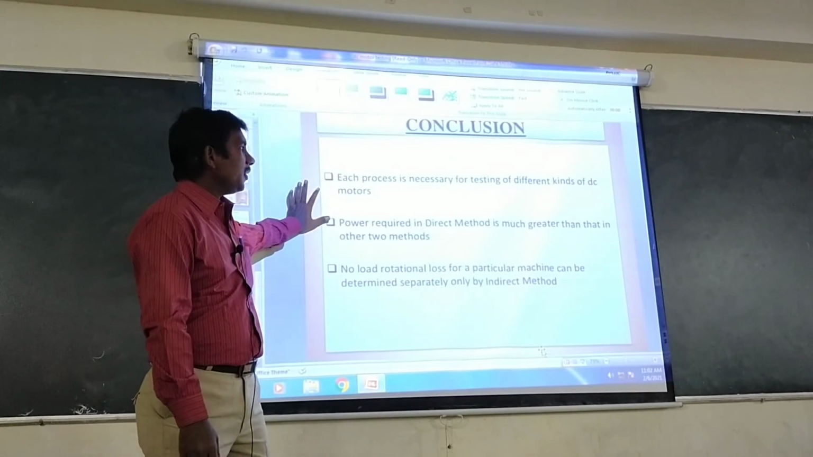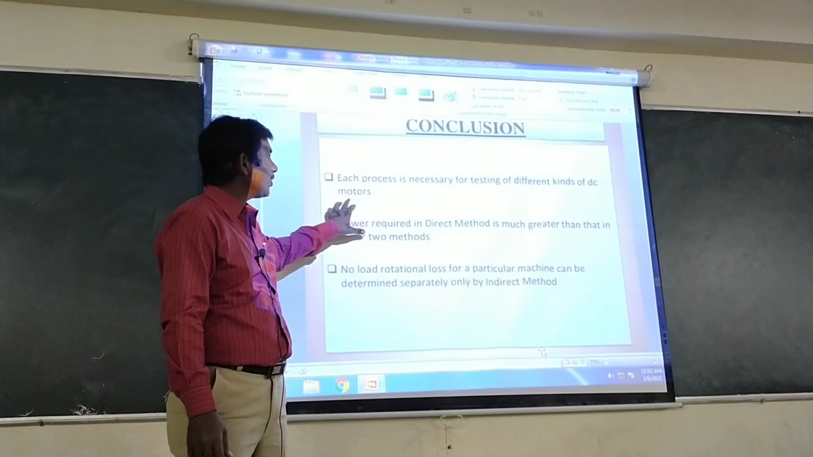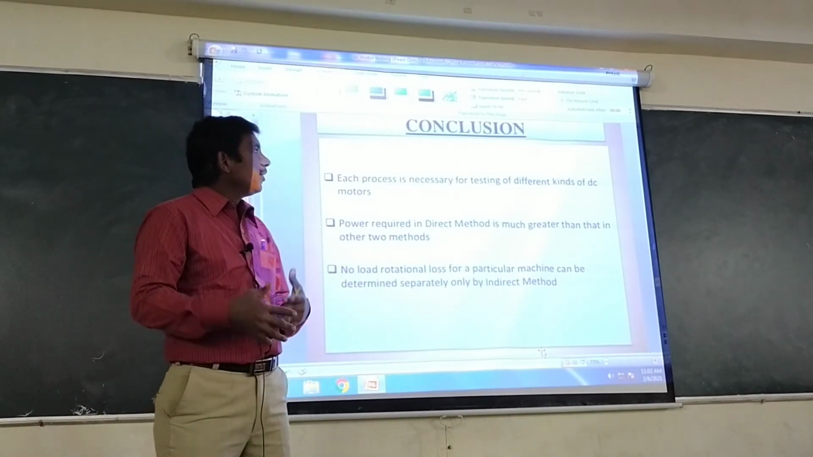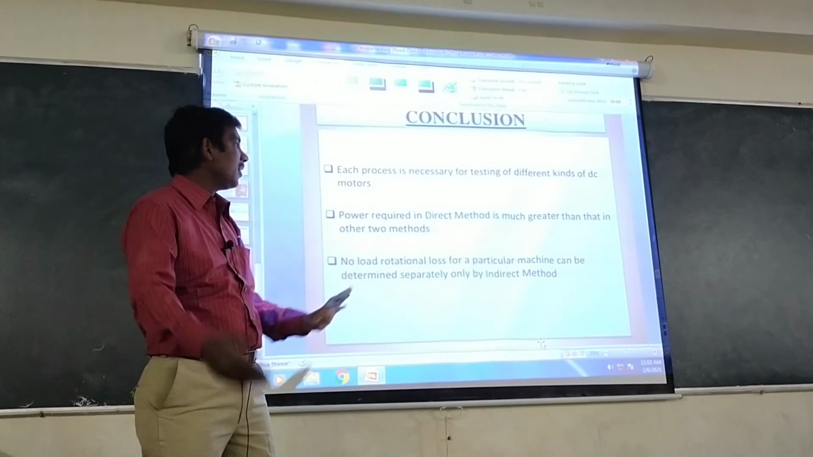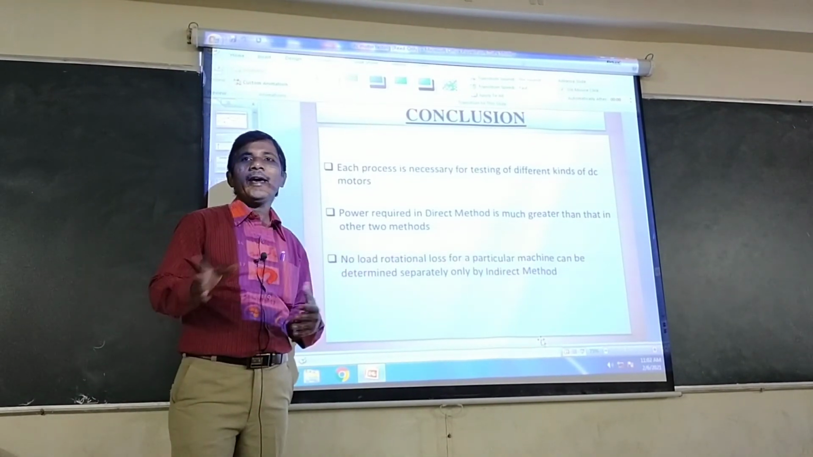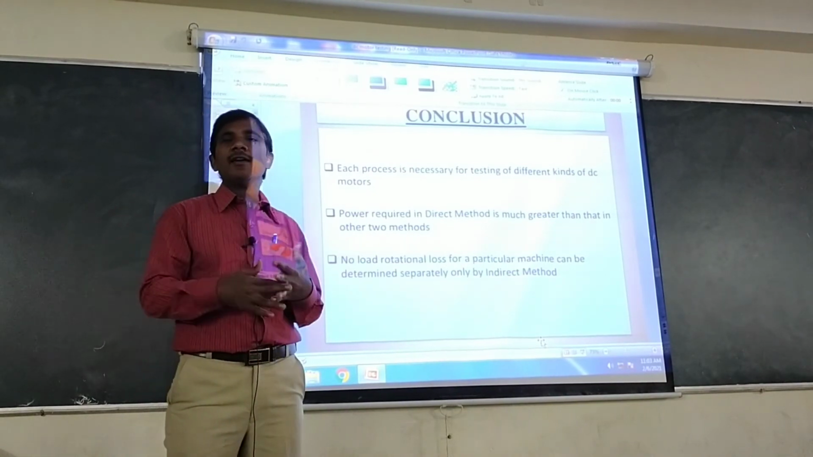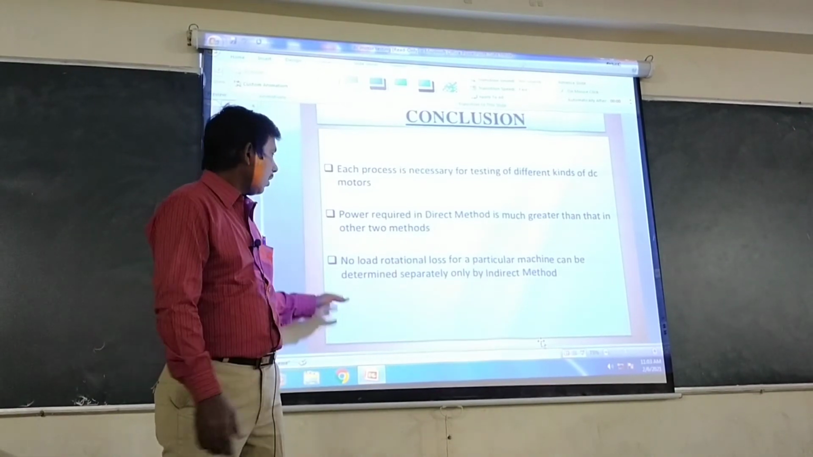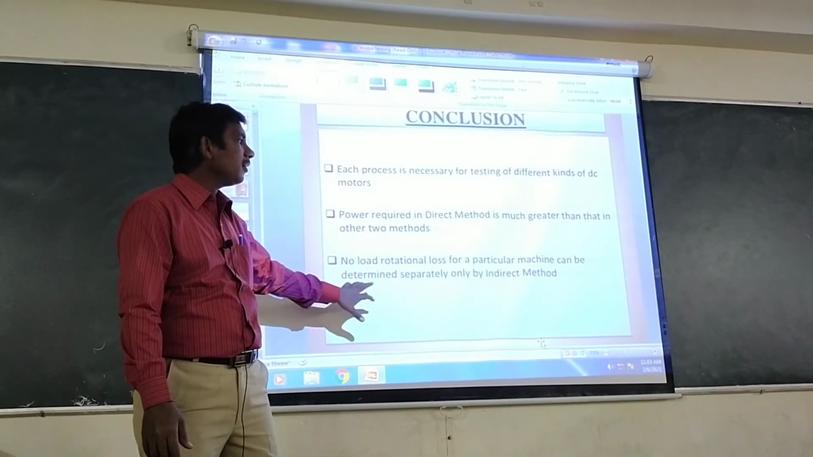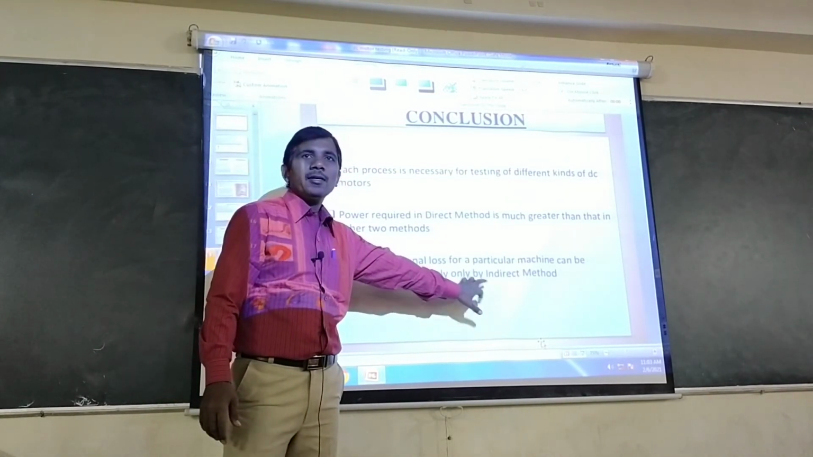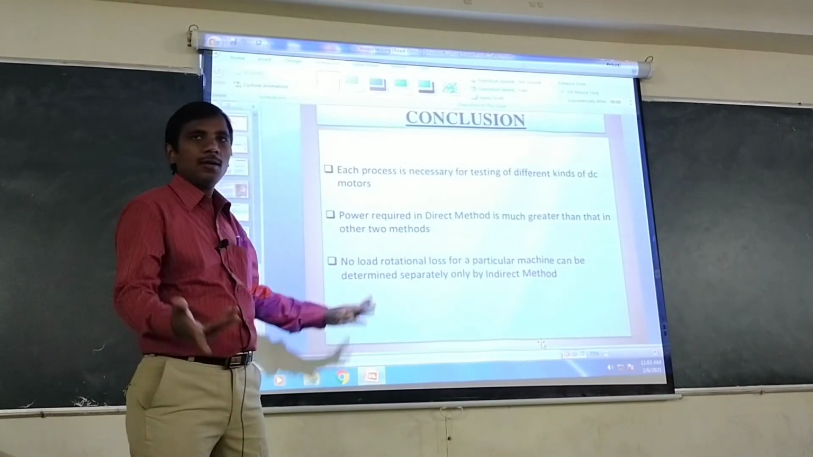Each process is necessary for testing different kinds of DC motors. Power required for the direct method is much greater than in the two other methods. Only in the direct method is more power required, and the remaining methods need less power, that is, the indirect test and the back-to-back test. No load rotational loss for a particular machine can be determined separately only by the indirect method. In the indirect method we can directly find the no load rotational losses.